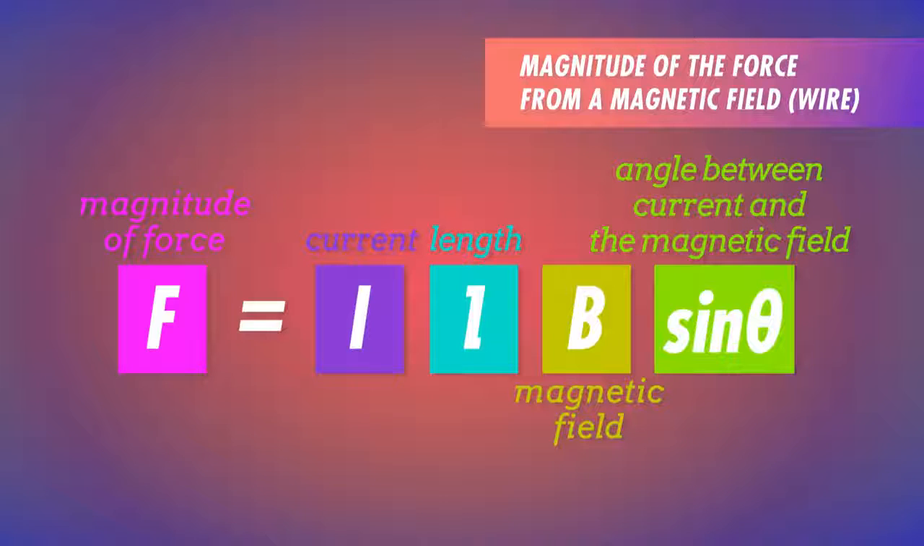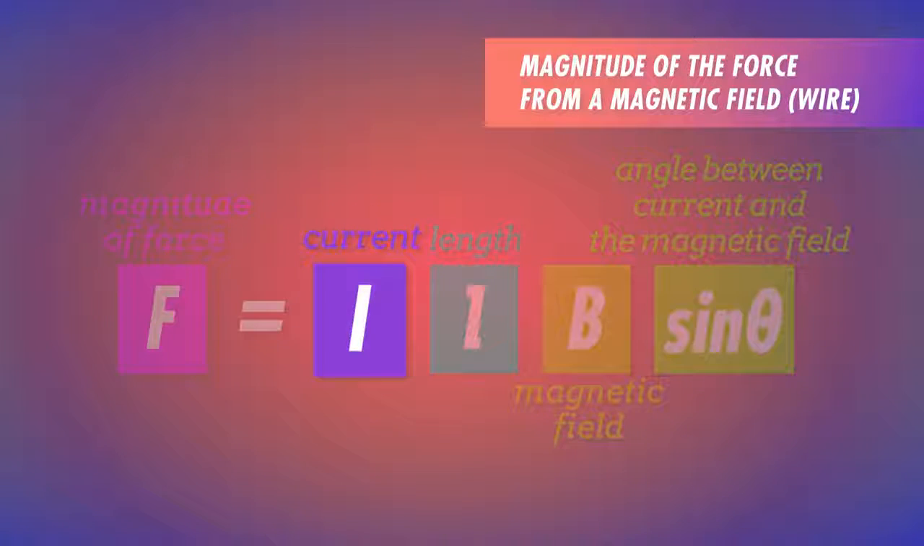This equation tells us that there are 4 factors that affect the magnitude of the force. First, there's the current in the wire. That's I. And the stronger it is, the stronger the force is. Second, there's the length of the wire running through the magnetic field.